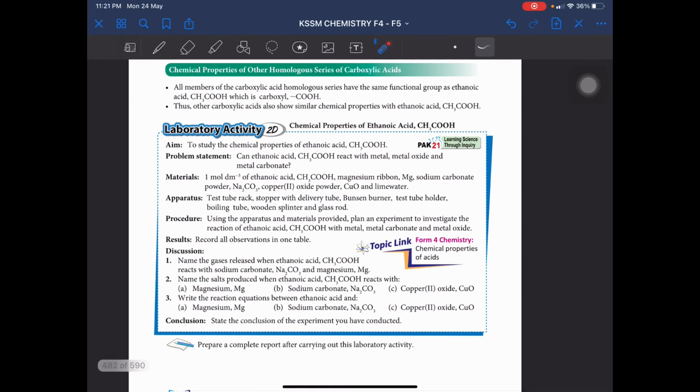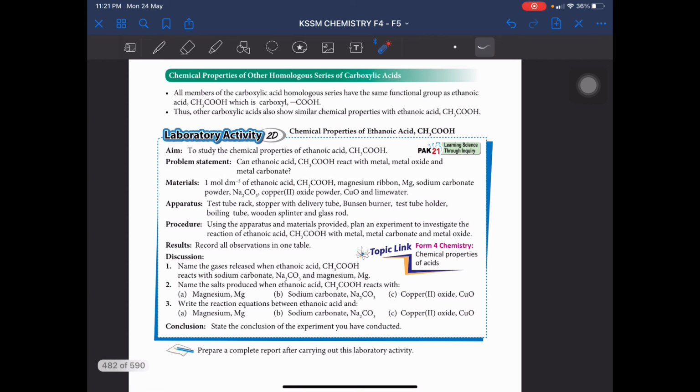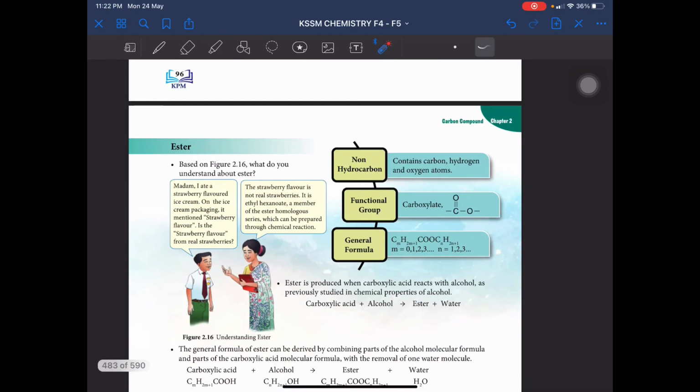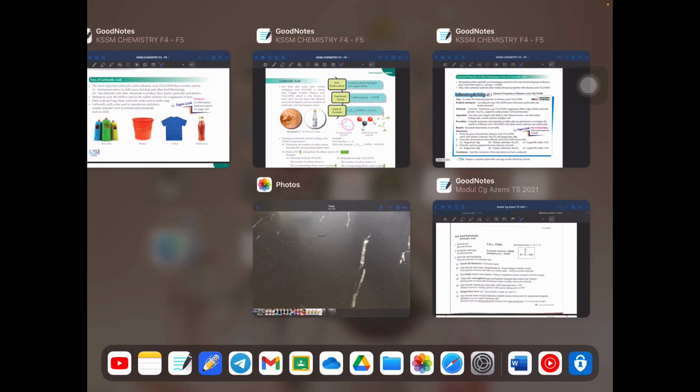Okay, so I will upload the work. This one, you need to write the lab report. Okay, you need to write it out, and then we will conduct the experiment. I hope we can go back to school at the 3rd week of June. Okay, so that is all about carboxylic acid that you need to know from the syllabus.